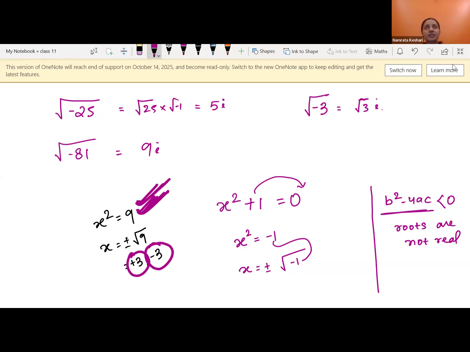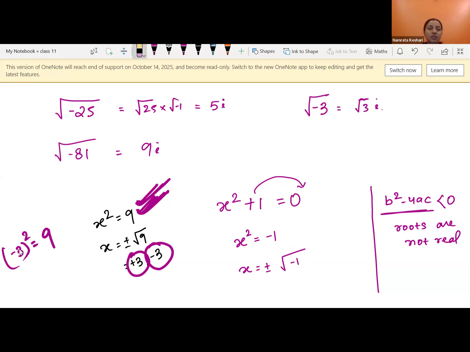Till class 8 or 9, you were just seeing the positive answer, but in class 10 you got to know that we have to take the plus minus sign because both numbers give the same square. Squaring plus 3, we get positive 9. Squaring minus 3, we also get positive 9, right? Both values are possible for x, hence we take both into consideration.